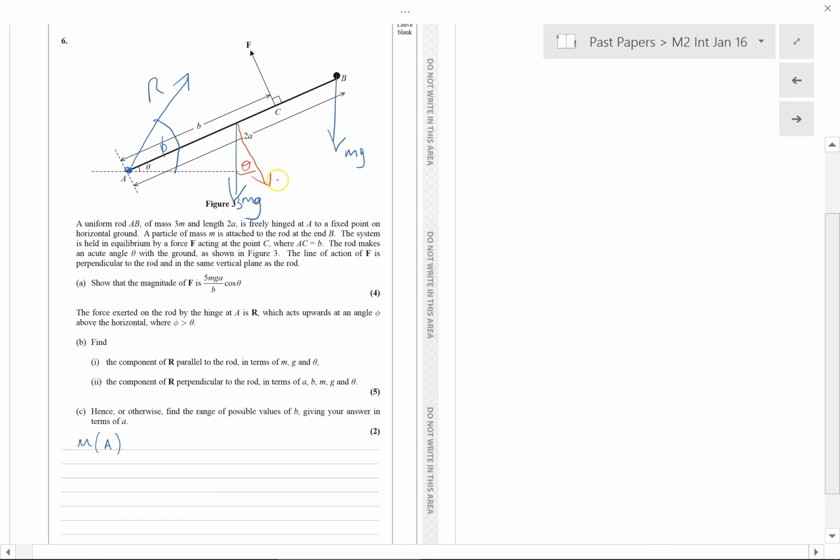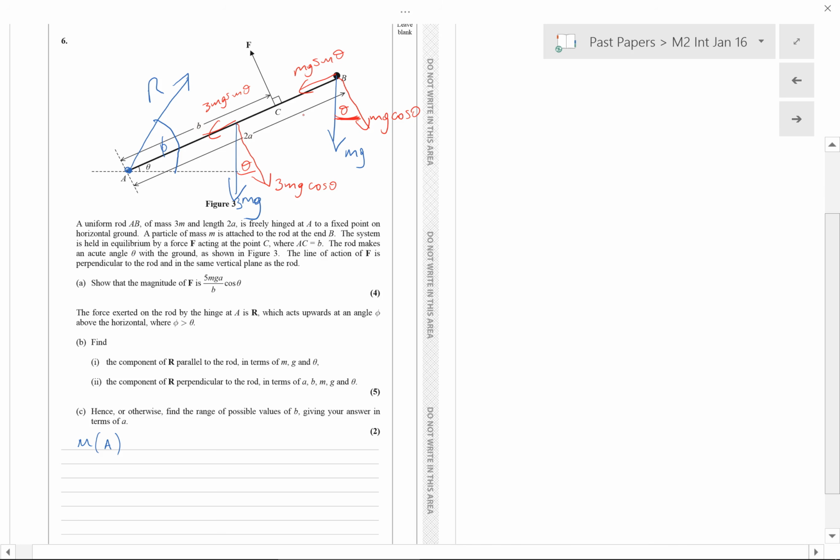This angle here is theta, so this component here is 3mg cos theta. There will, of course, be a component of 3mg sine theta, but that won't figure in the moments equation. And then similarly, we've got a component of mg cos theta here, and the bit parallel to the rod is mg sine theta. Cos theta because it's adjacent to the angle, next to the marked angle, and sine theta because it's away from the marked angle like that.